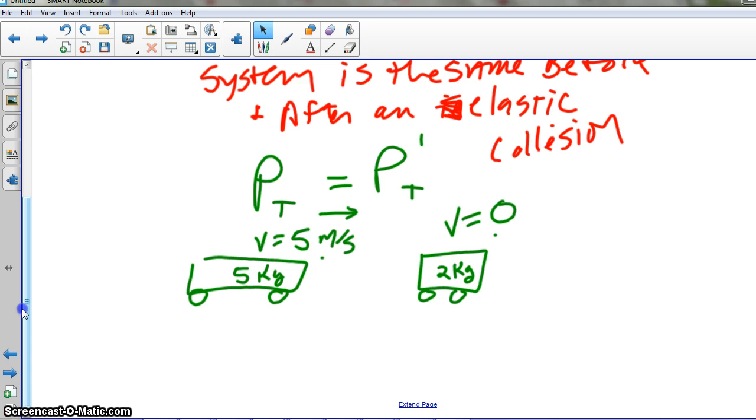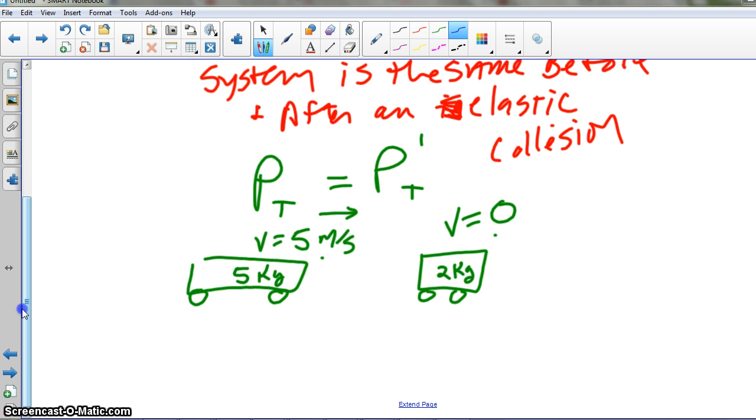They will what? Someone pointed to the right. Someone said slow down together, so they're going to stay together because they're going to stick. Will they continue moving to the right, and with what kind of a velocity? Will it be more, less, or the same? Less, more, the same. So we can use this conservation law to solve this problem.